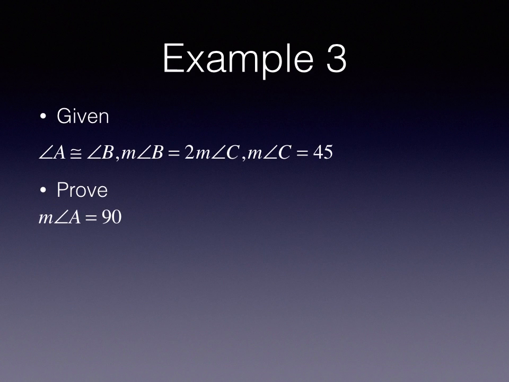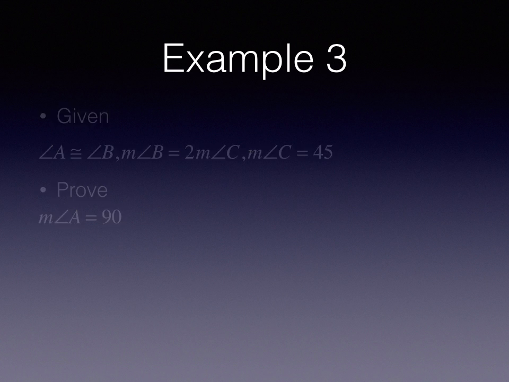So let's look at something from a geometric standpoint. Now, solely in the interest of space, I can't really do my work on this slide, so we're going to move things to another slide. So notice there's no diagram. All it says to us is angle A is congruent to angle B, measure of angle B is 2 measure of angle C, and the measure of angle C is equal to 45, and they want you to prove that the measure of angle A is equal to 90.